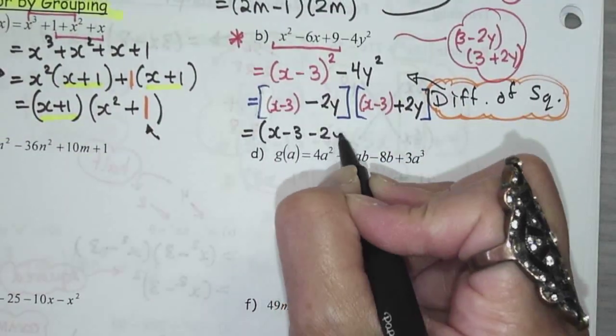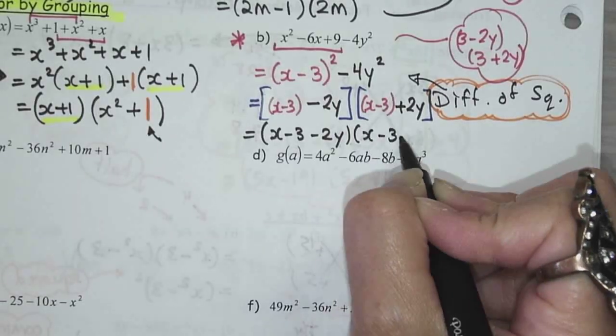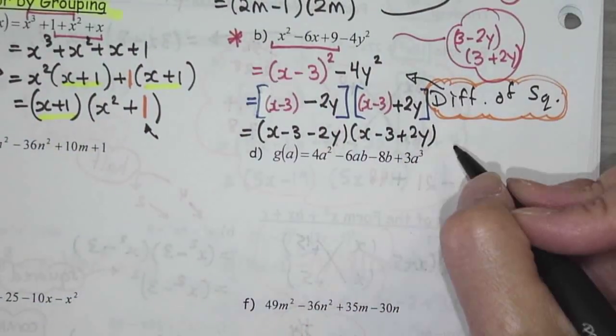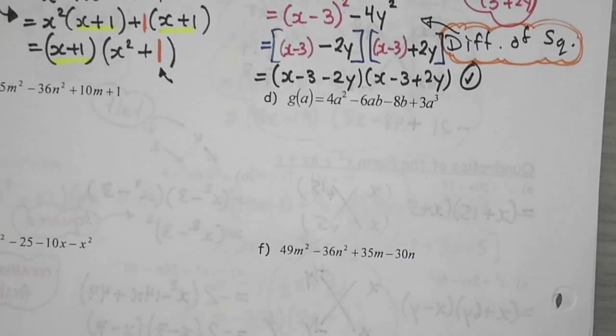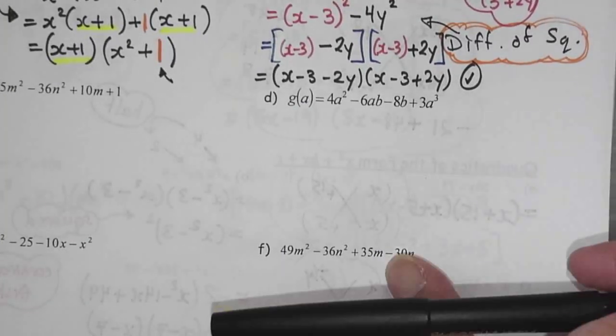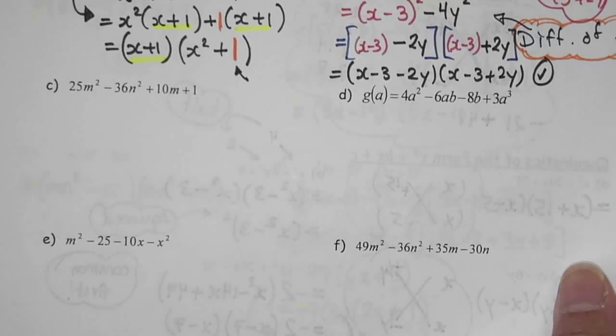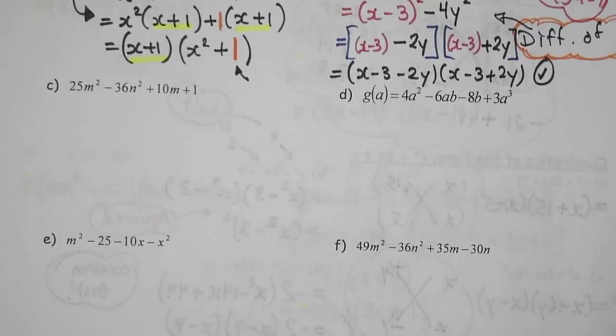X minus 3 minus 2y, and this is x minus 3 plus 2y, and that's it. Beautiful. That's gorgeous. Done. Fully factored. Beauty, fully factored. All right, we can try again.